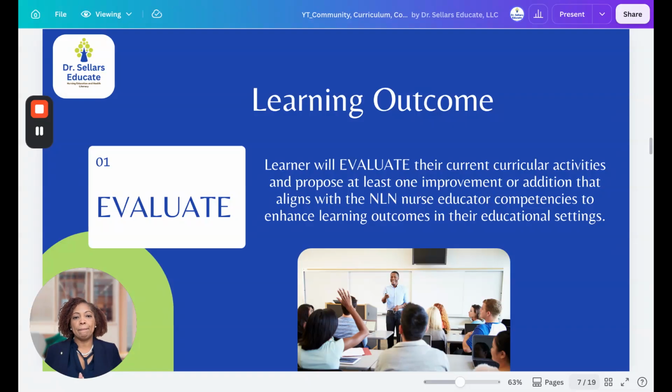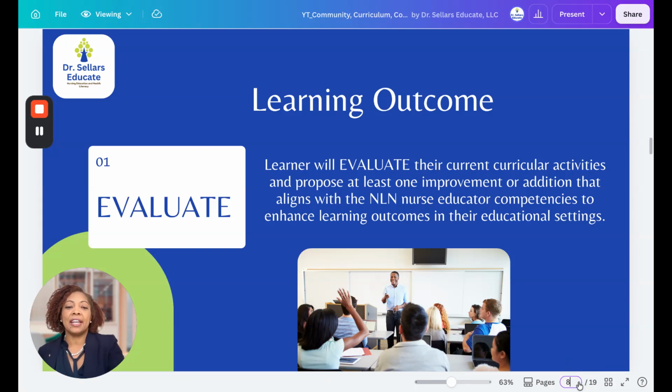Okay, so how do you do that? Just pick a course. Just pick one course that you teach. I want you to take a look at that learning objective as well as the learning outcome, and then look at what activities, what teaching strategies are you using to really help your learner connect with the content, because that's what our teaching strategies are all about.